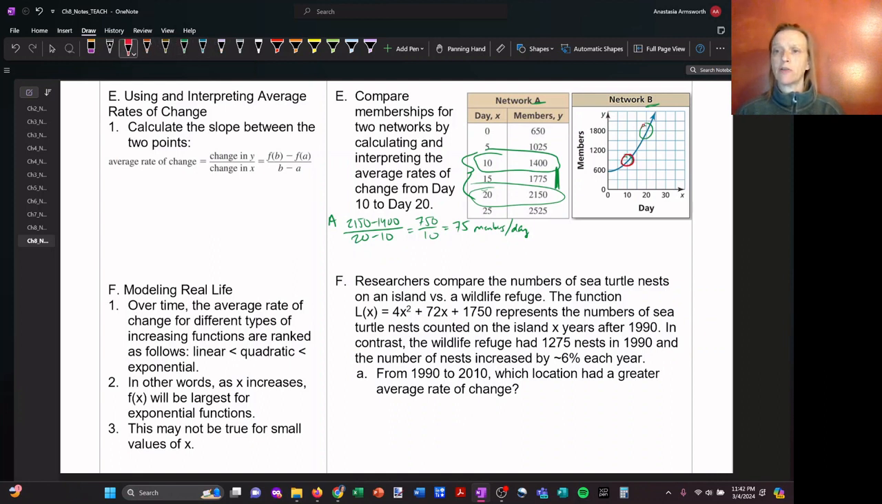If I look over here at this other graph, my data points appear to be at 10 comma 900 and at 20 comma 1800. So using those numbers, once again, change in y divided by change in x. The change in y is 1800 minus 900, and the change in x is 20 minus 10, and that gives us 900 divided by 10, which is 90. And again, this is in members per day.